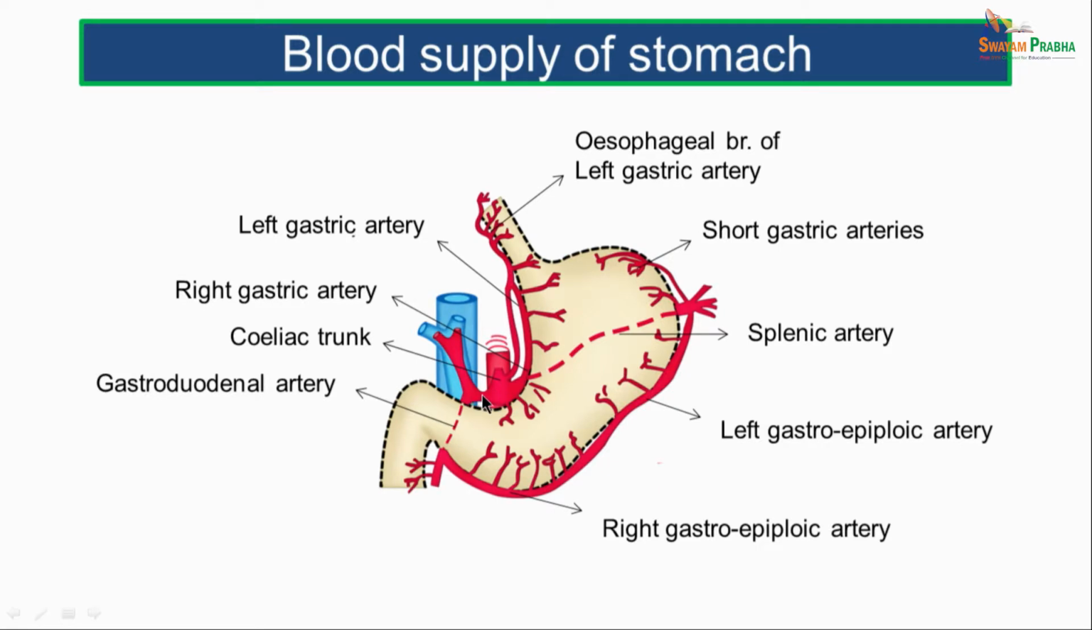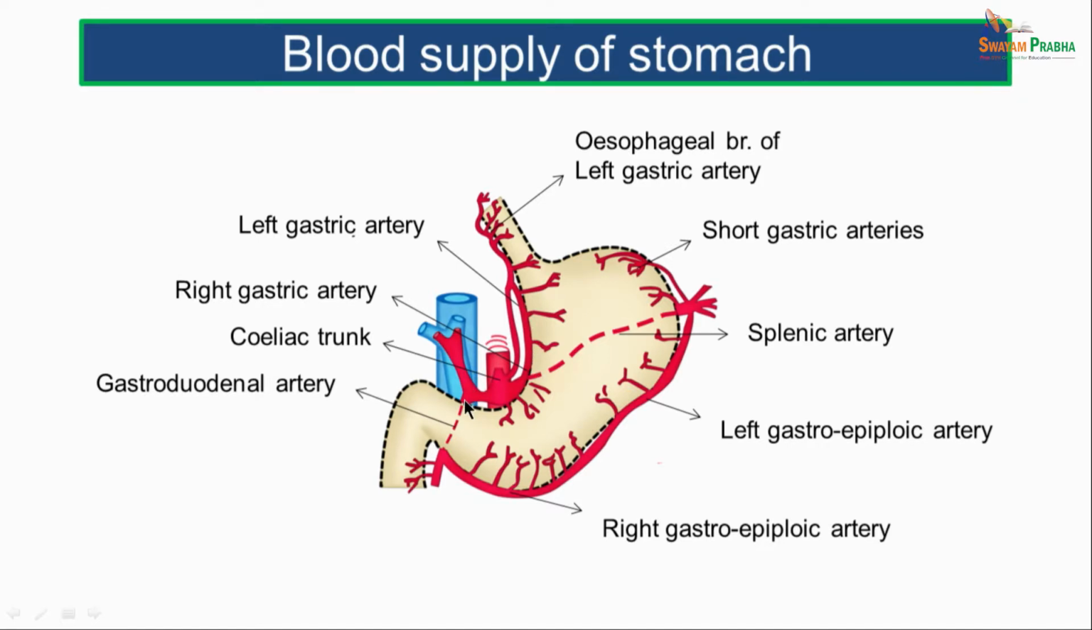The common hepatic artery gives rise to the hepatic artery proper, the gastroduodenal artery and the right gastric artery. The right gastric artery enters into the lesser omentum, supplies the part of the stomach on either side of the lower part of the lesser curvature and anastomoses with the branches of the left gastric.